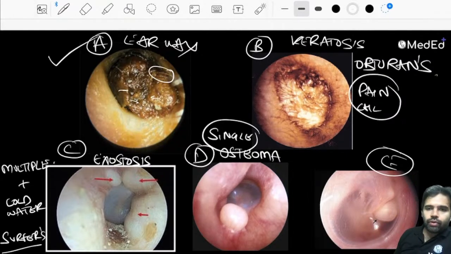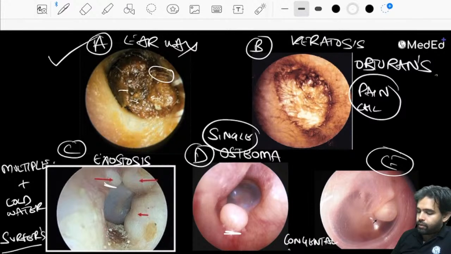What do you see in the last one over here? Here you can see that the tympanic membrane is intact. This whitish swelling is not coming from the ear canal. Here you can see this is coming from the ear canal, this is coming from the ear canal, this is coming from behind the ear canal, and this is just to give you perspective that this is a congenital cholesteatoma.